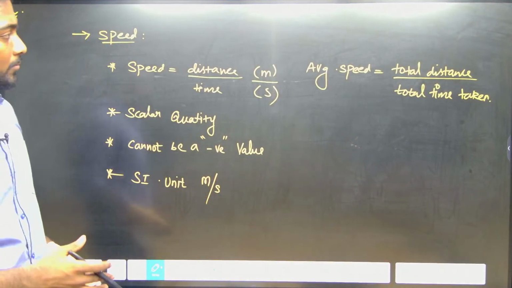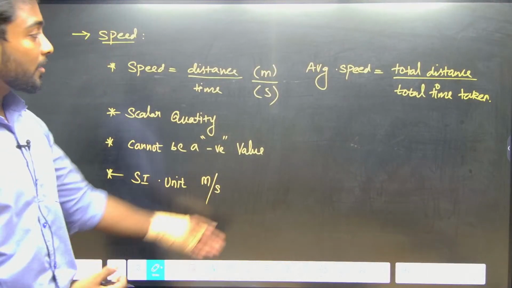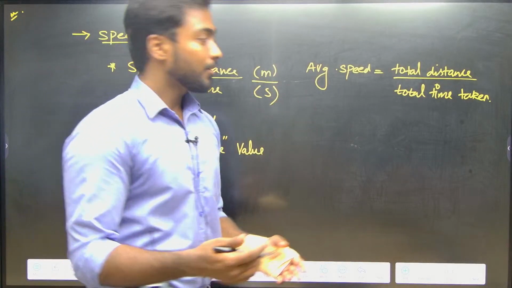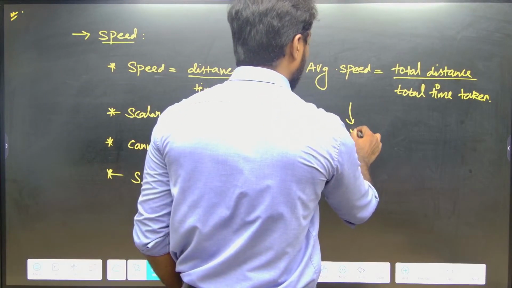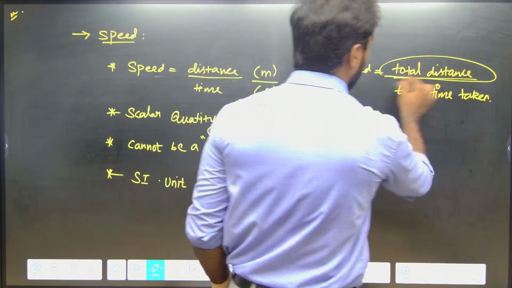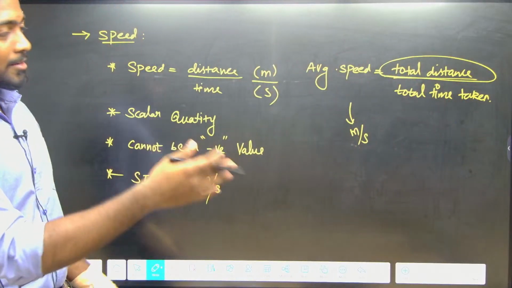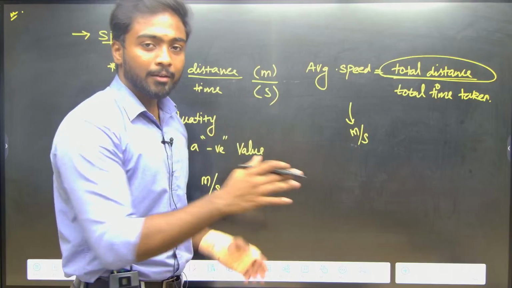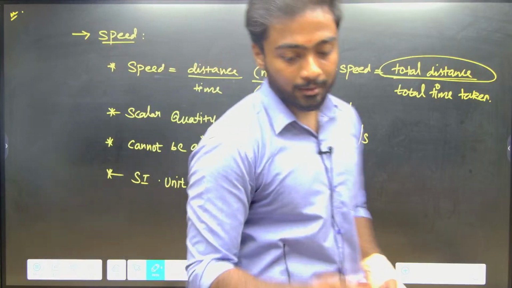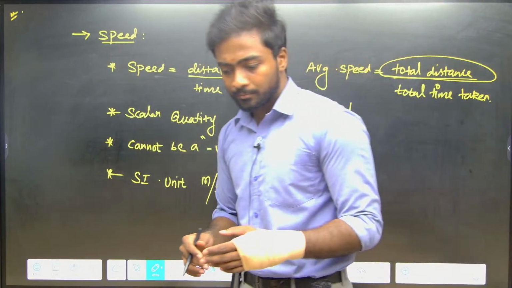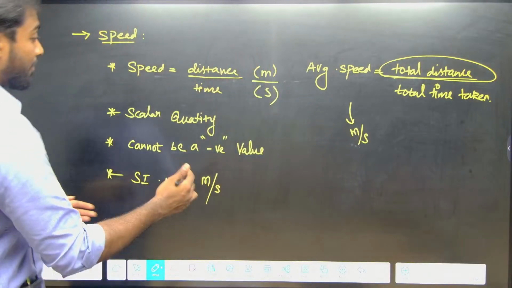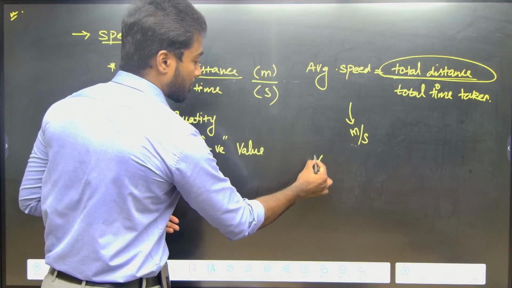And what about the SI unit of average speed? For this also it is meter per second only, we are just adding the totals. Distance is in meters and time taken is in seconds, so meter per second. Sometimes they will give speed in terms of V also.